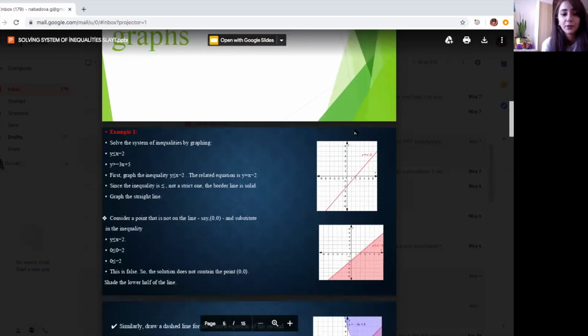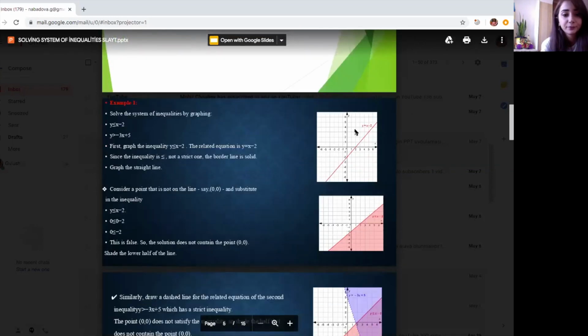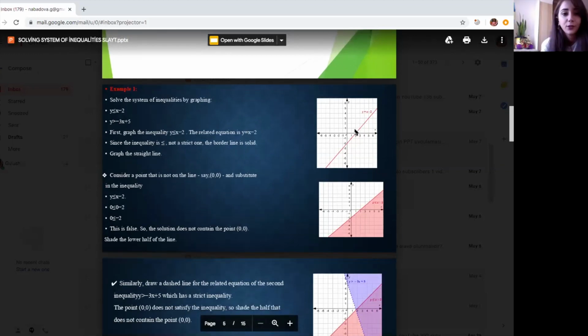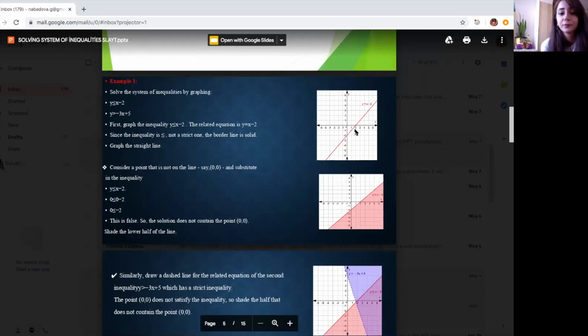Here are examples, yes? Yes, or graphs. Great. You solve inequality systems by graphs. Yes. First of all, graphing methods. Let's begin.